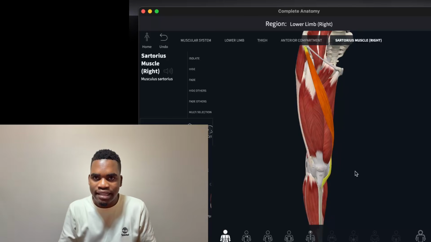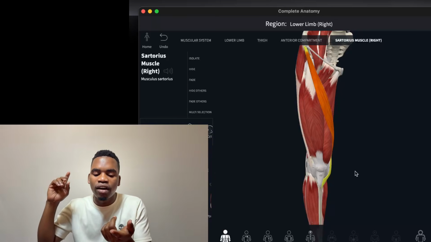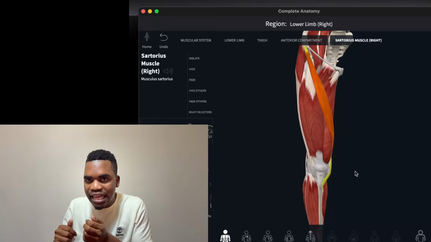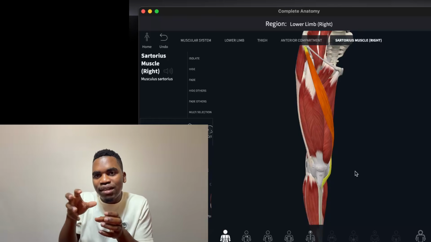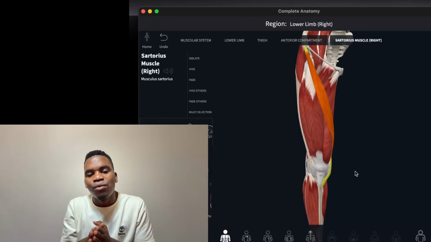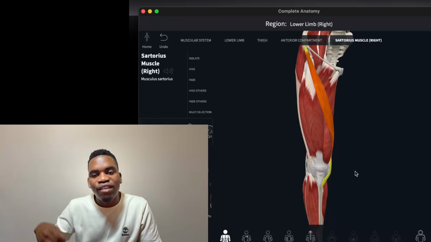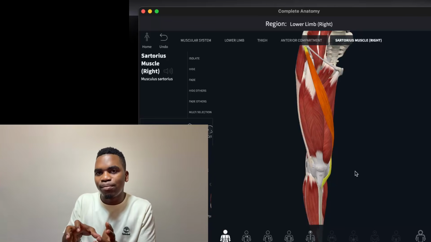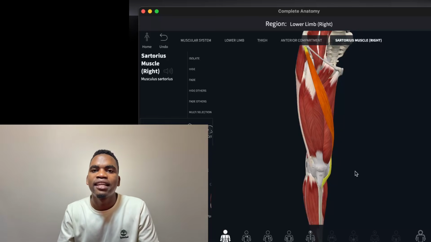Now if we combine these actions together, we see we have flexion of the hip, flexion of the knee, lateral rotation of the hip, and abduction. One more time, if we combine the action of the sartorius muscle, what you're going to get is flexion of the thigh, flexion of the hip, abduction of the thigh, and lateral rotation of the hip. So these are the movements that are being executed by the sartorius muscle.